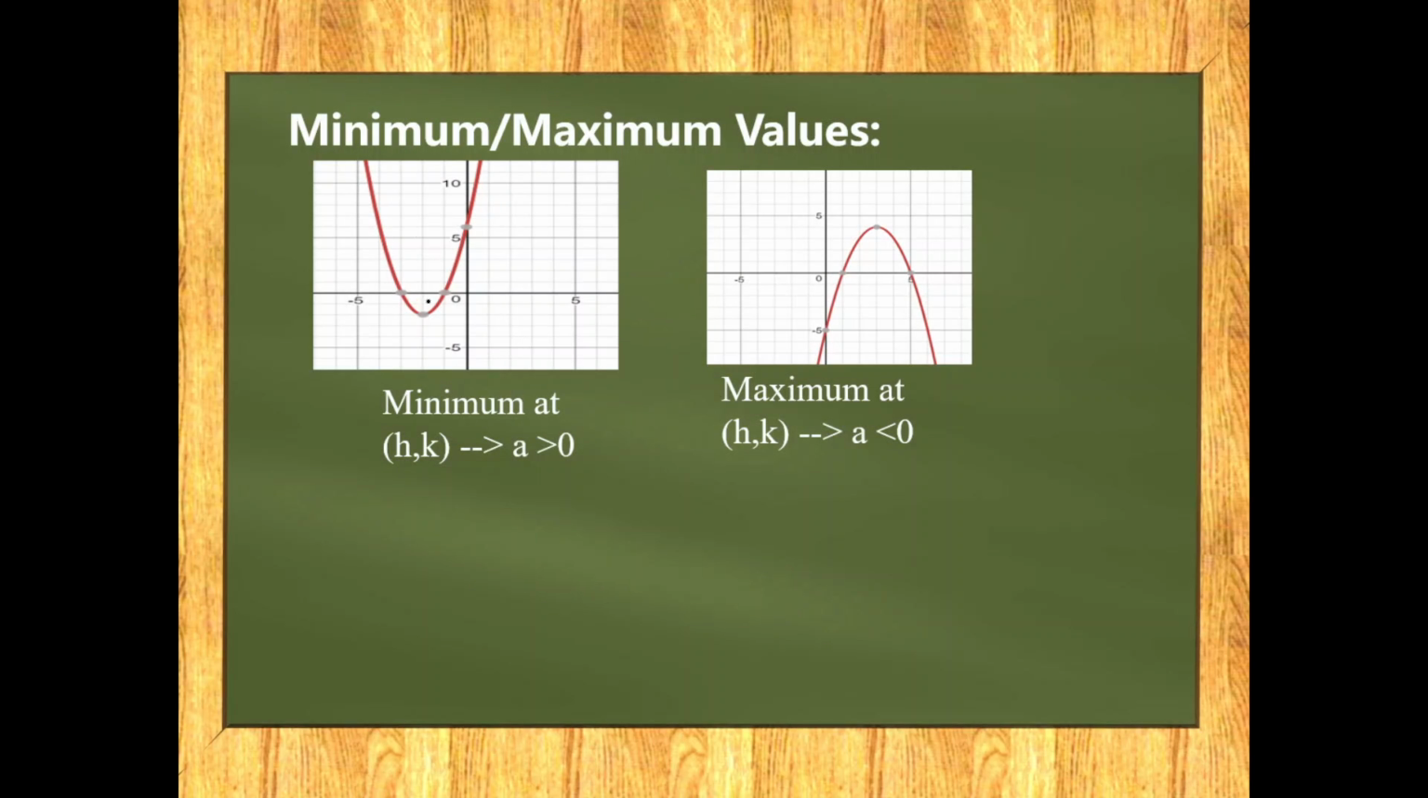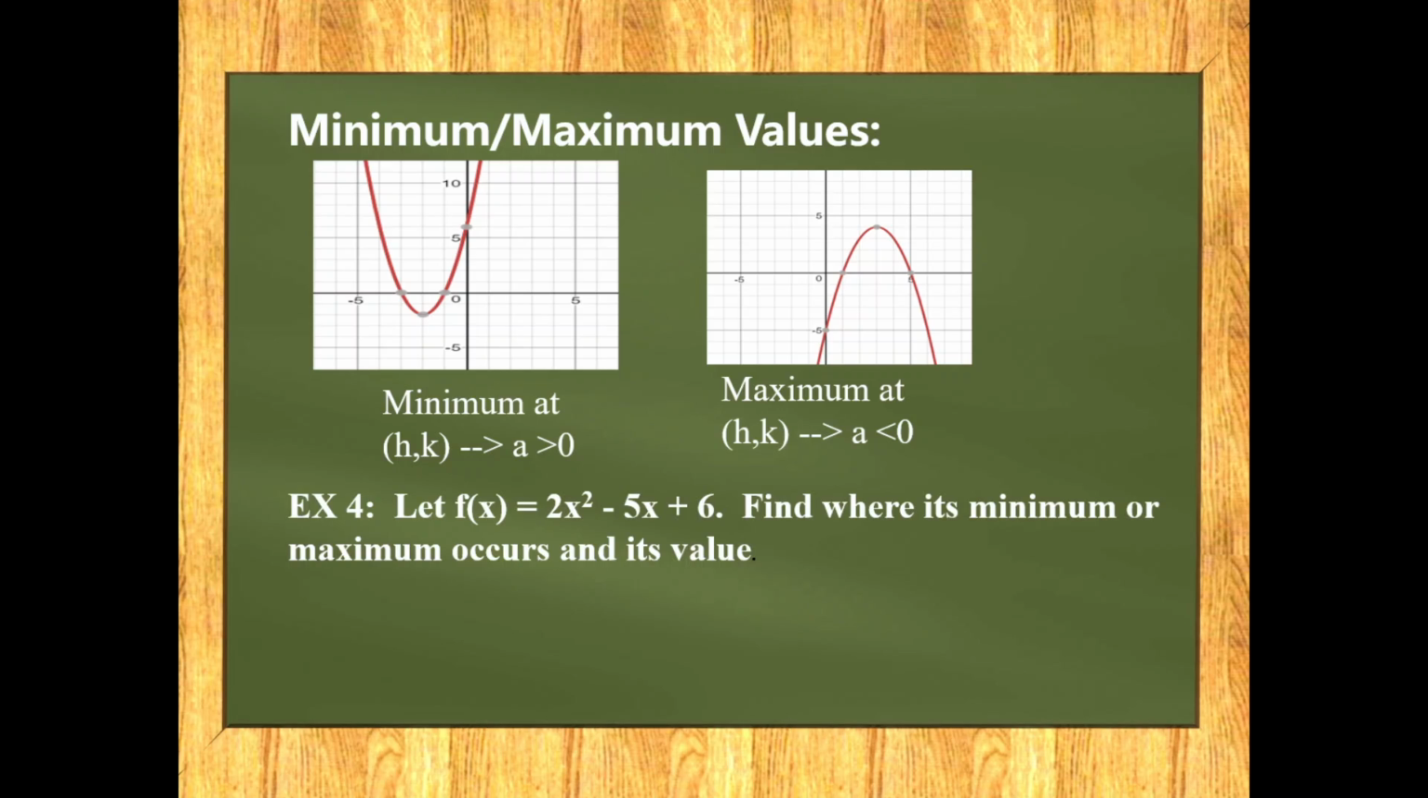All right, now every parabola has either a bottom, if a is greater than 0, or it has a top, if it's less than 0. So all of them have a min or a max, and these are actually absolute min and maxes as well as relative or local. So let's say I have this function, and the question is to find its min or max. And so what I'm going to do is I'm going to find that h value. So that'll be 5 over 2 times 2. So that's at 5/4. So that's where it's occurring, is the x value.